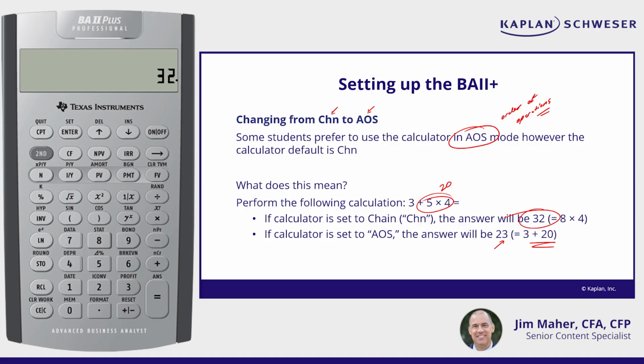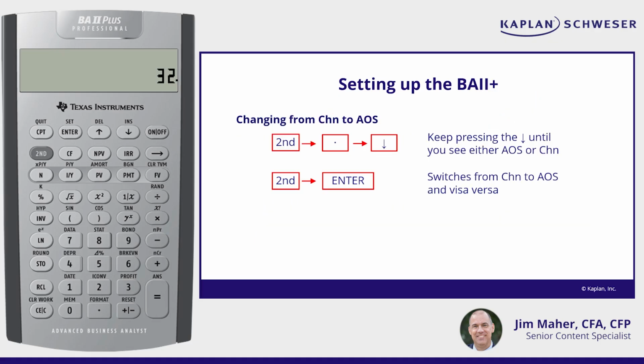So let's show you how you switch that mode. In order to do that, we're going to change from chain to AOS. Let's go over to the calculator, and we're going to clear that out for you.